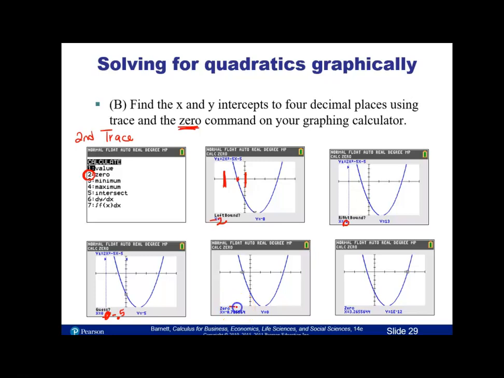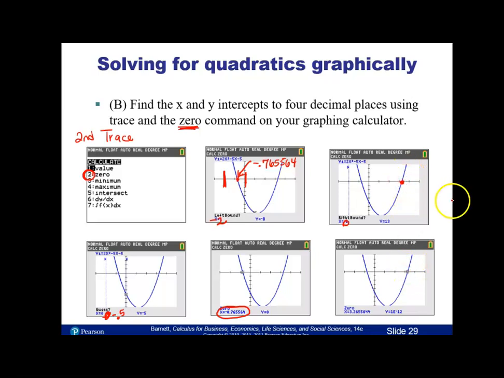Press enter, and then the calculator comes up and says, this is your answer. So this place here where it's crossing the x-axis is -0.765564. And that's a more accurate answer than you're ever going to be able to get by just using the trace key completely by itself. The calculator has a built-in algorithm that lets it find these pretty accurately, so you need to take advantage of that.